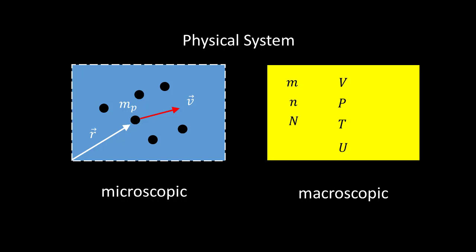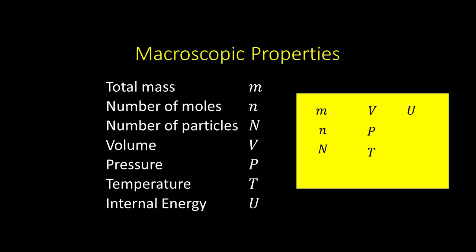A microscopic view of a body of matter considers microscopic properties such as the mass, position, and velocity of each particle, whereas a macroscopic view considers macroscopic properties such as the total mass m of the system, the number of moles n, the total number of particles N, the volume V, the pressure P, the temperature T, and the internal energy U.